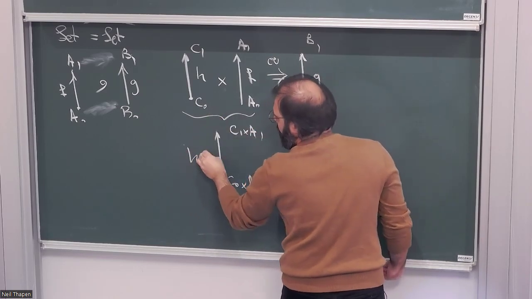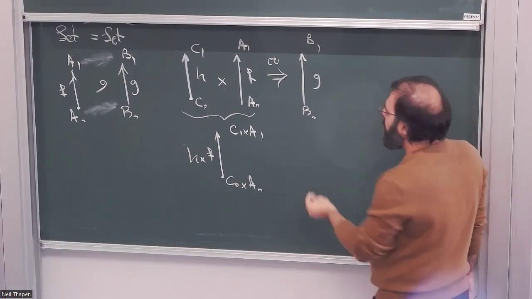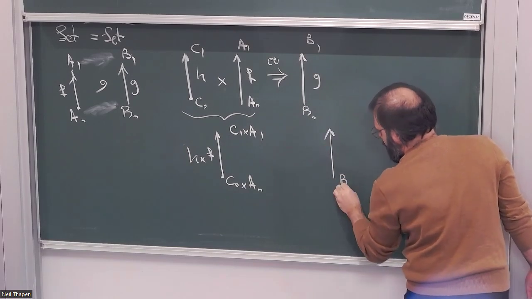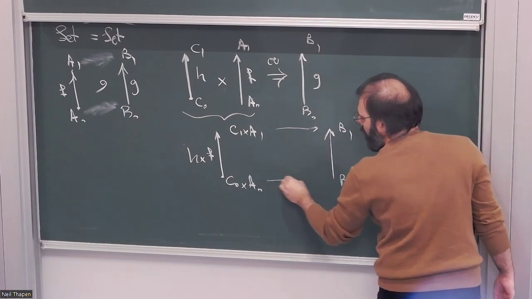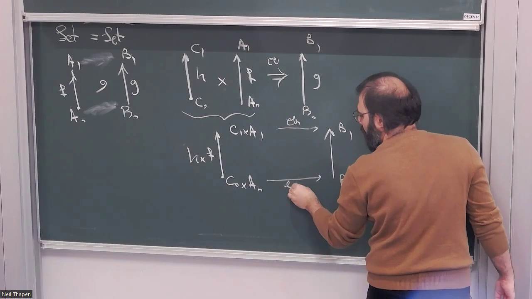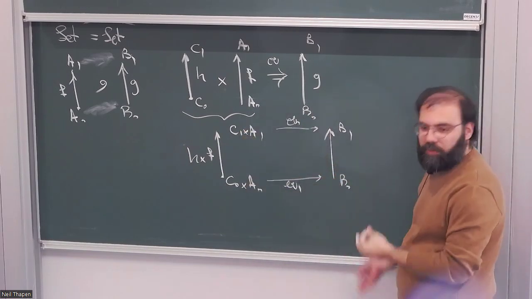H times F, right? And then now I want something like this. Two maps. That's the evaluation. So let's say evaluation 0, evaluation 1, such that you have the commutation and it is the universal one.